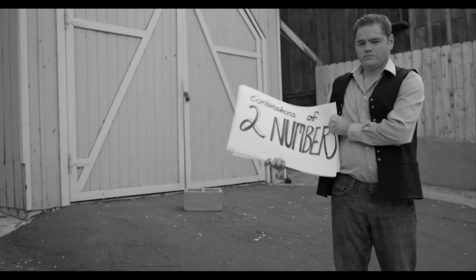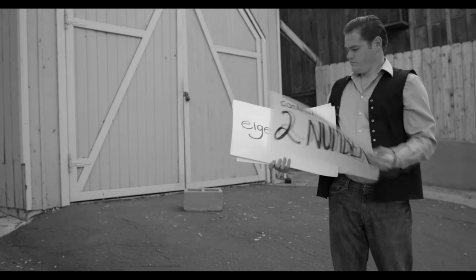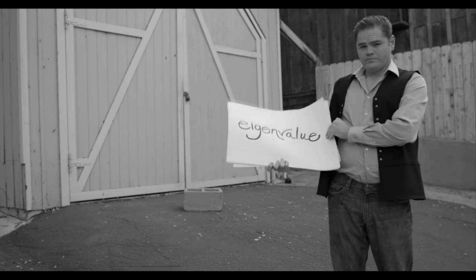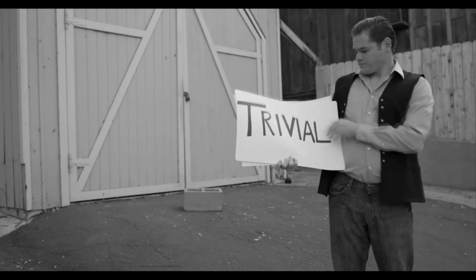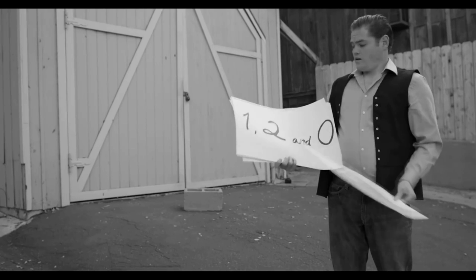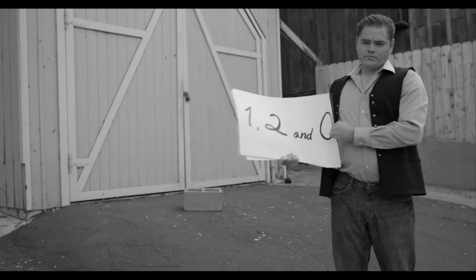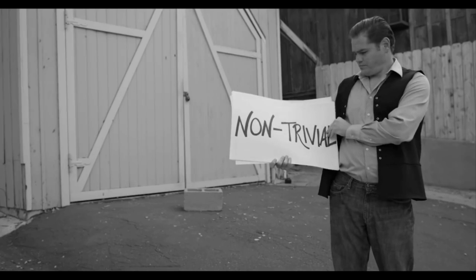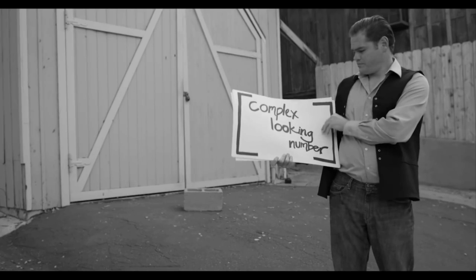Each of these combinations of numbers has a value. It's called an eigenvalue. Some eigenvalues are called trivial. These are values like 1, 2, and 0. And some are called non-trivial. And those are all sorts of more complex-looking numbers.